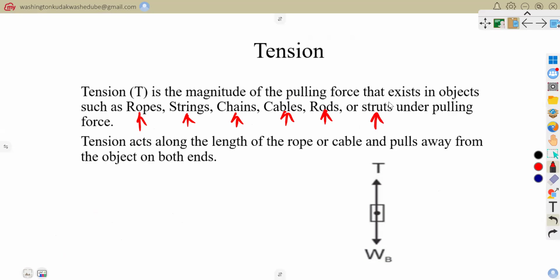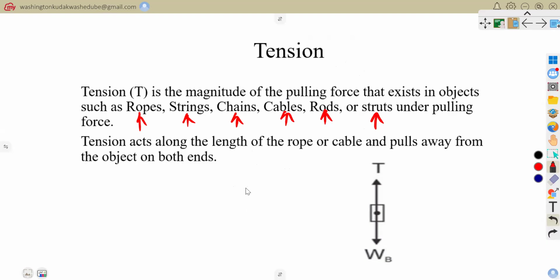When we refer to struts, these are, let me get to say, planks that you use to support your roofs. So within that struts, you are also going to have what we refer to as what? As tensional force. So a tension, or else a tensional force, acts along the length of the rope or cable, and it pulls away from the object on both ends.